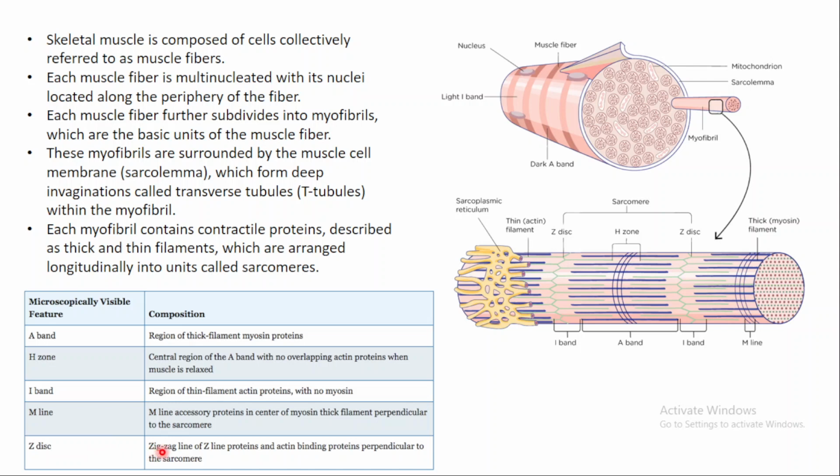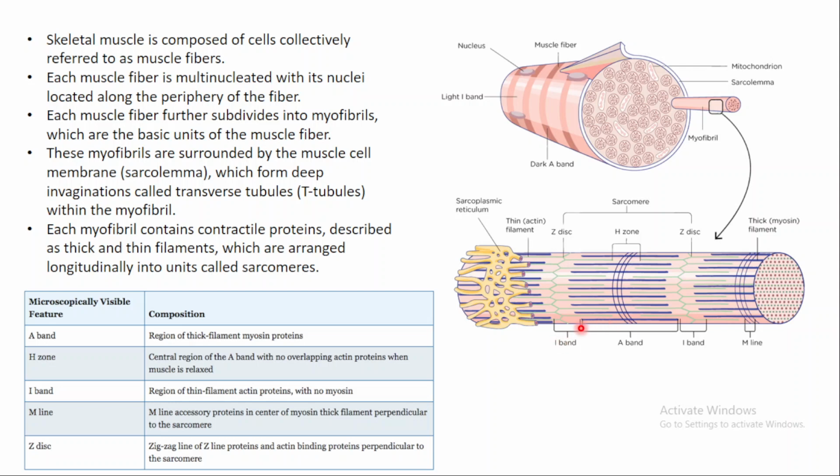Z disc is the zigzag line of Z line proteins and actin binding proteins perpendicular to the sarcomere. So this region from one I band to the next I band consists of a Z disc, also known as one functional unit of muscle contraction called sarcomere. So these are the different regions in a muscle myofibril that we encounter.